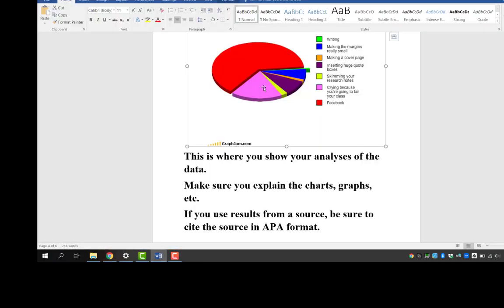You can use a pie chart like this. Make sure the percentages are on the pie chart. Use a bar graph. Again, correlation is a great way to compare two variables, and in correlation, be aware that your data has to be continuous. So that's the results section.